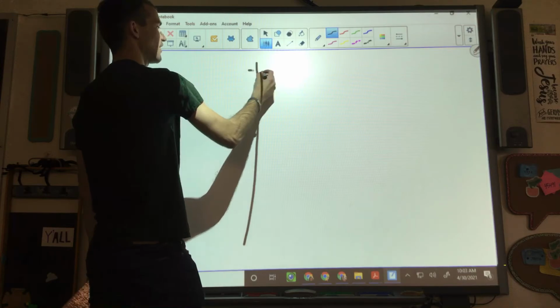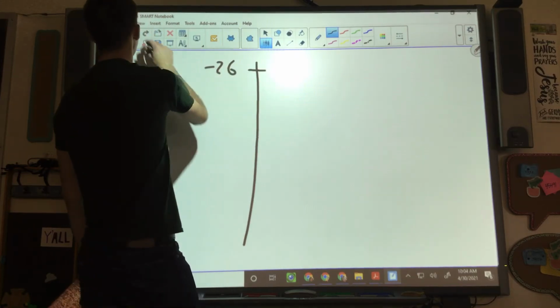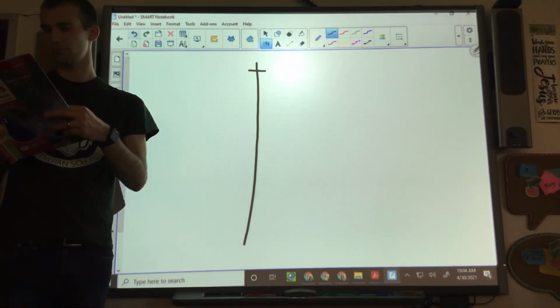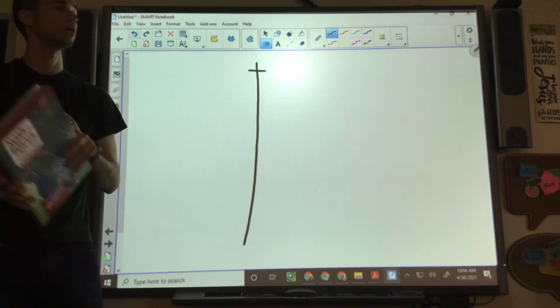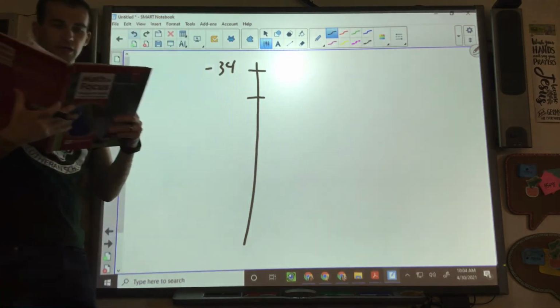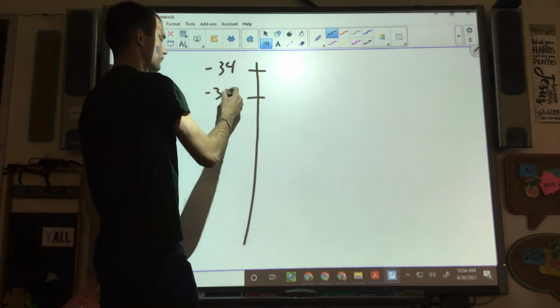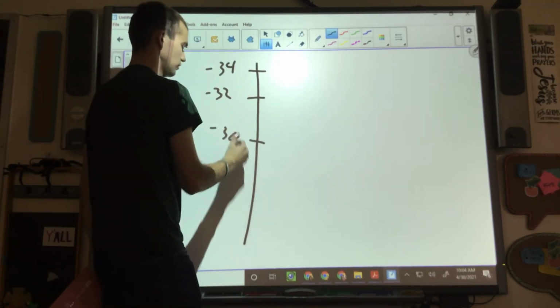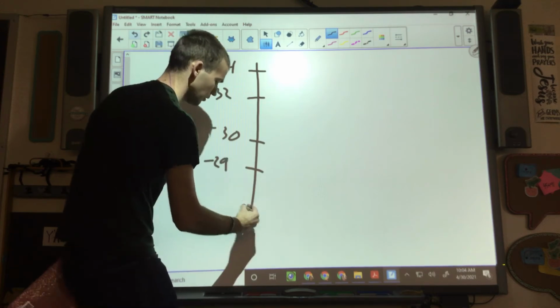Okay, so I start off at the top of it, writing. Wait, what's the number that is most negative there? No, 30, minus 35. No, 34. Negative 34. So I write negative 34. Next one is negative 32. Then negative 30, negative 29, negative 26.